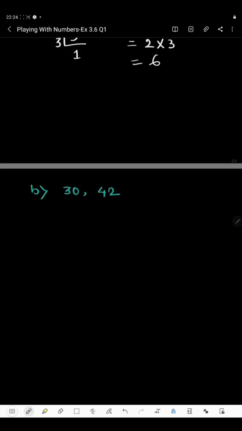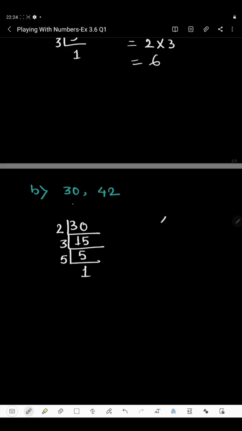Okay, now coming to the next part. In the next part we have 30 and 42. Again by the repeated division method we will find the factors of 30. We'll take 2, as 0 is an even number, so 30 will be divisible by 2. Now 2 15s are 30. Again this comes in the 3 table, so 3 5s are 15. After that 5 1s are 5.